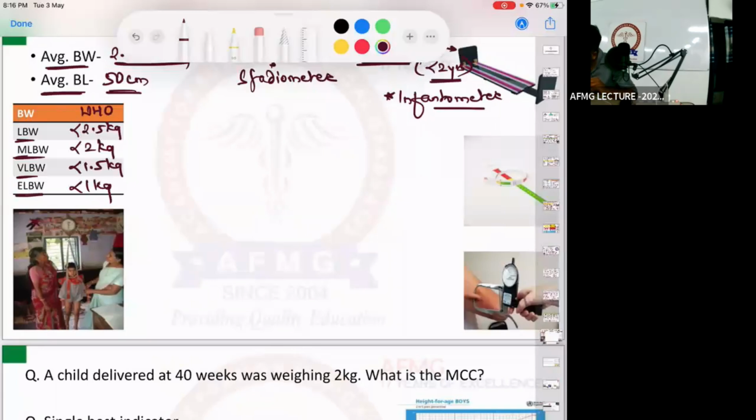Okay. Then this instrument is known as the Shakir's tape, used to measure mid-arm circumference, sometimes also referred to as mid-upper arm circumference. It is one and the same. It has 3 zones.